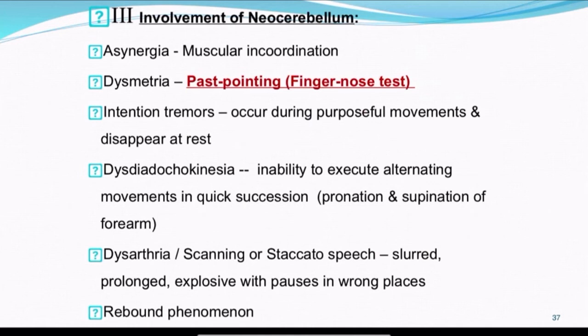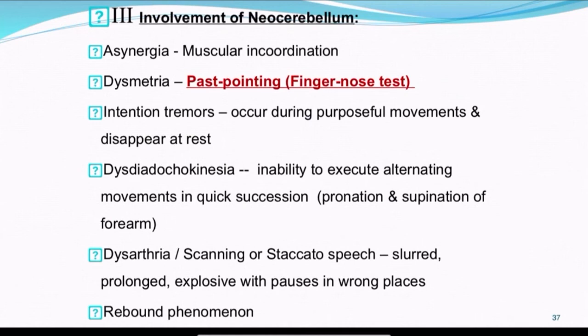Intention tremors is a condition where a patient suffering from cerebellar lesion wants to pick up an object on a table or somewhere on a surface, as he goes close towards the object to pick it up, when his motive is to go and pick up that object, close to the object, he'll be developing tremors in the hand. So intention tremors, when there is an intention to do something, tremors will start appearing. So tremors occur during purposeful movements and disappear at rest. This intention tremor has a difference to be discussed with tremors due to basal ganglia, which I'll be telling at the end.